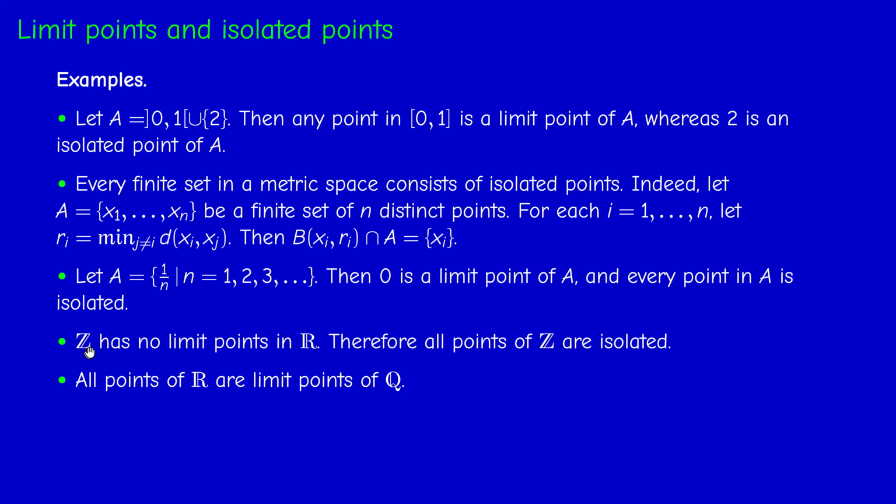Whereas in the case of Z, if you take, for example, n in Z, then the open interval (n minus 1, n plus 1) meets Z only at n, because between n minus 1 and n plus 1 there's only one integer.